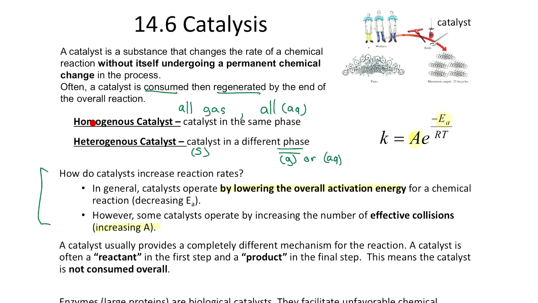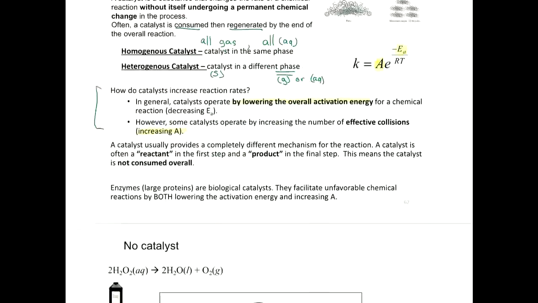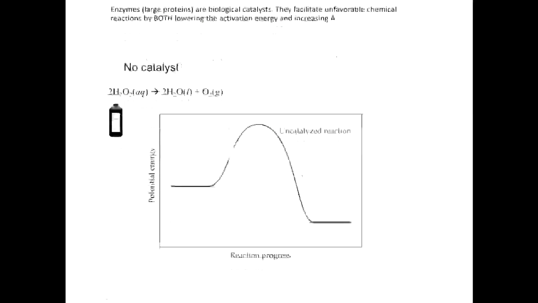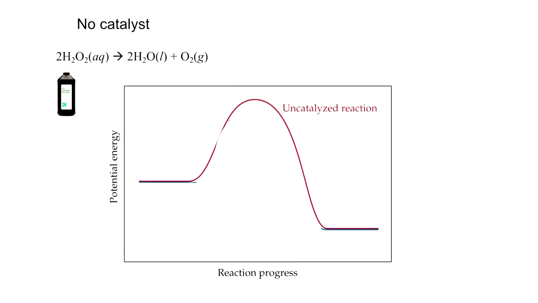So if you had the choice of doing heterogeneous or homogeneous catalysis, what would you choose? Homo, yeah, it's going to be a lot faster. All right, so there we go, cool. All right, let's talk about catalysts. Enzymes are catalysts. We'll talk about that in another slide, and I'll do my best to do biology.